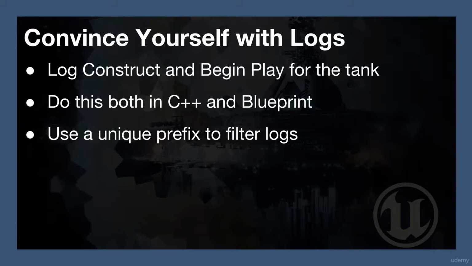So the logs that you get from C++, if you log it with warning verbosity, will come out yellow. The ones that come from Blueprint will come out as the standard color. Put the same prefix in front of all of these logs, and let's see what happens in what order. Do the Blueprint constructors run and then the C++, or the other way around, and when does begin play run? Convince yourself of this. Go ahead, pause the video, and let's make this discovery now.